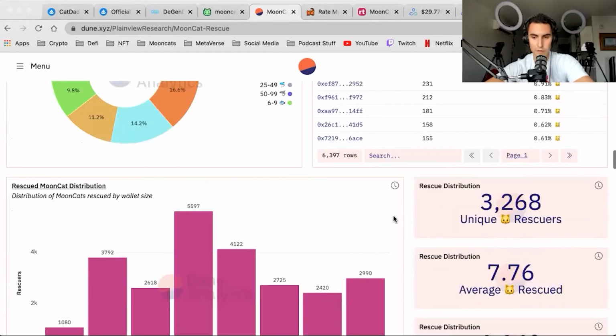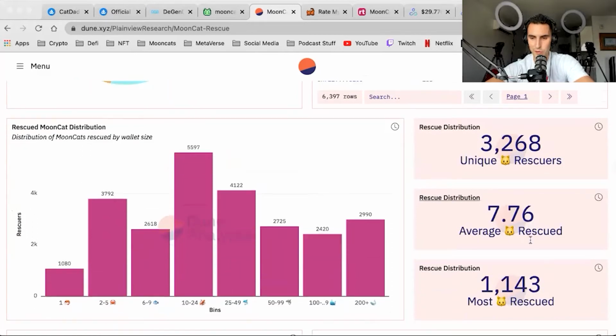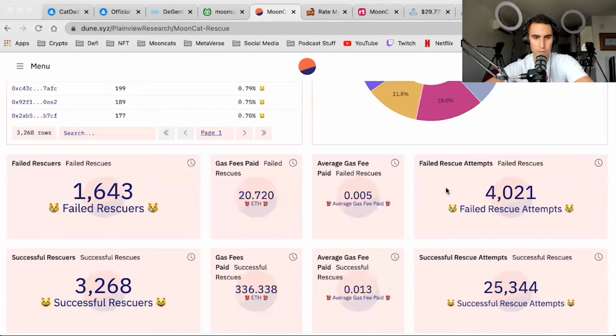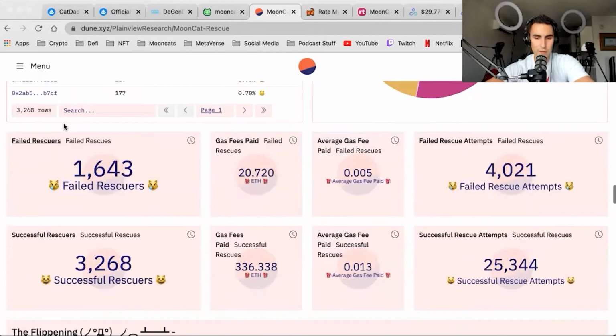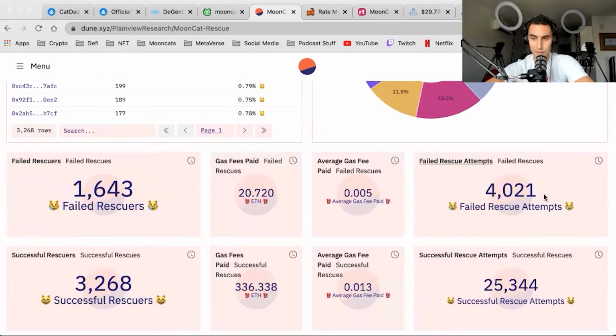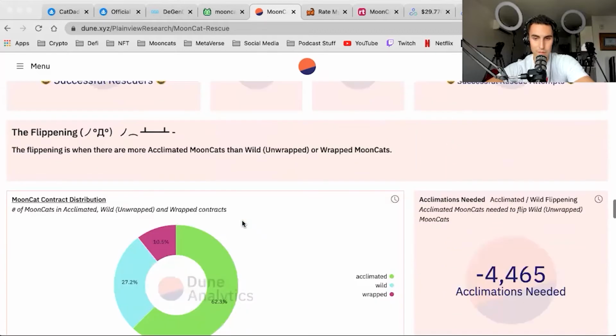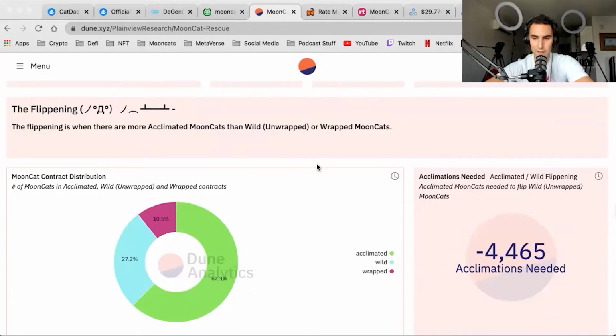So this is cool too to see the history. This was on the re-rescue day, showed how many cats were rescued across time. This is across the website. And then when you go a little farther down, look at this. This is the day of rediscovery. So almost 5,000 people were trying to get in on that rescue attempt. 4,000 attempts failed, it shows, and 25,000 rescue attempts. So a lot of gas fees were paid, and there was a lot of fees lost.